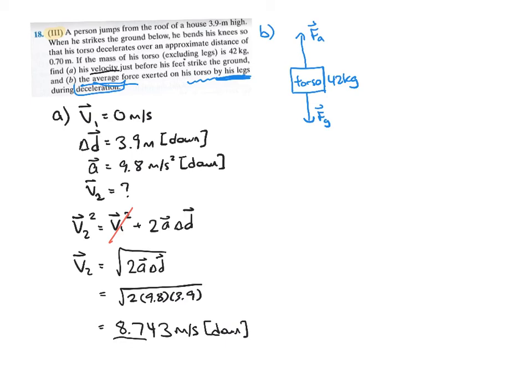All right. How do I find out this applied force? I can find out the force of gravity easily enough. That'll be 42 times 9.8. So the calculator gives me 411.6. Okay, but how do I find out the amount of upwards force?